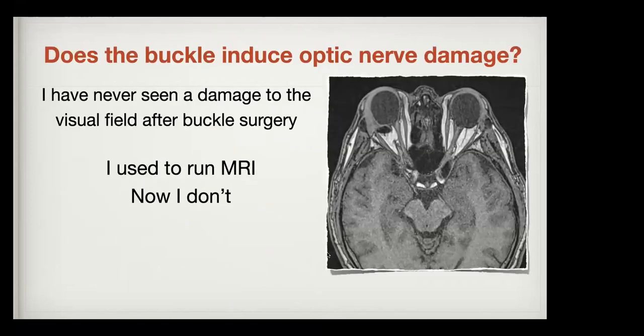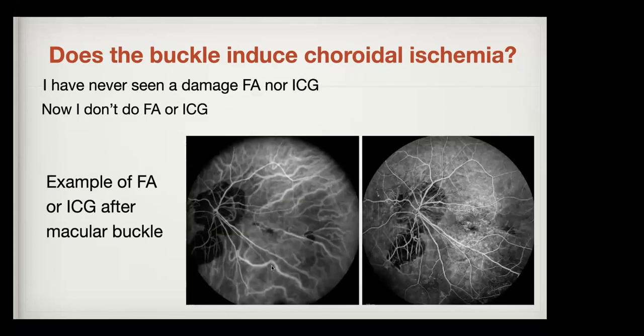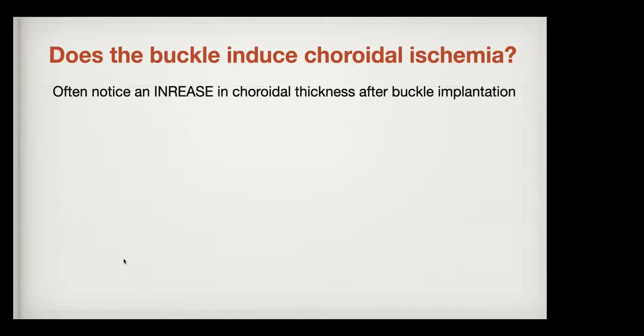Does the buccal induce optic nerve damage? I used to run MRI in every case. Now I don't, because if you stay away from the optic nerve, you will not have any trauma to the optic nerve. Do the visual field as I do, you will not see any change in the visual field. I used to run fluorescein angiography and ICG to study choroidal ischemia. The buccal does not induce choroidal ischemia.